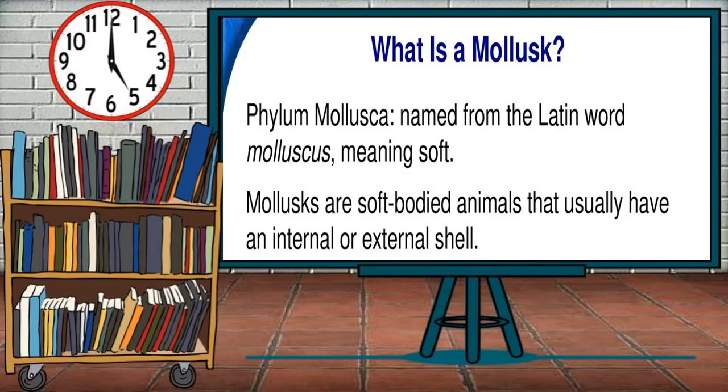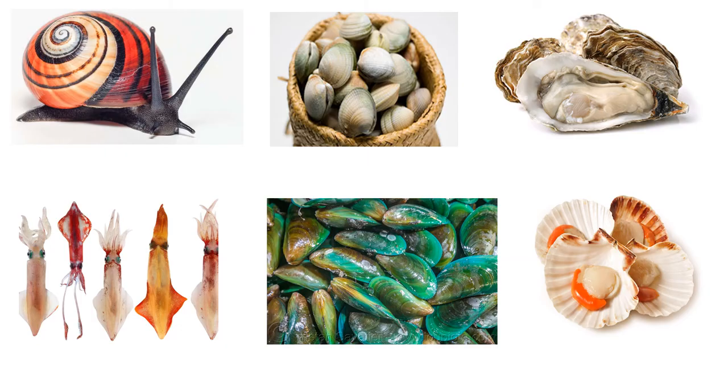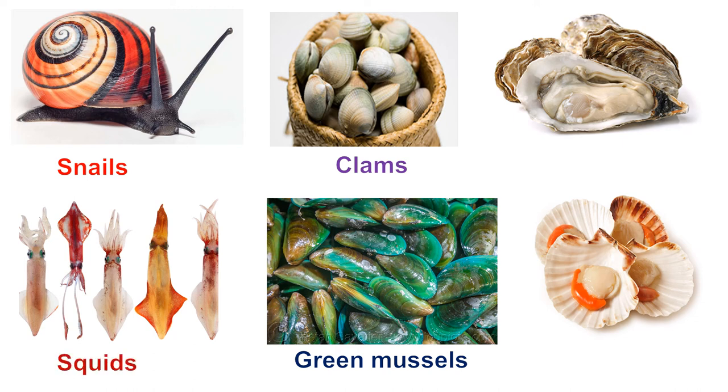What is a mollusk? Phylum Mollusca, named from the Latin word molluscus, meaning soft. Mollusks are soft-bodied animals that usually have an internal or external shell. Mollusks include the following: snails, green mussels, clams, squids, oysters, and scallops.